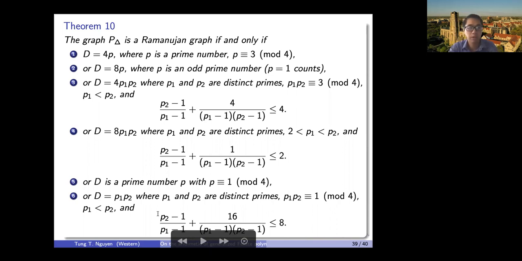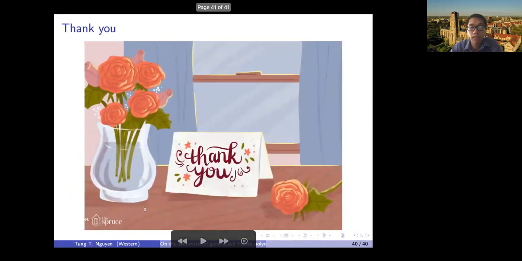So the final thing I want to say is that for all the conditions here, for example condition 3 here, condition 4 here, condition 6 here, by the prime number theorem, there exist infinitely many pairs p1, p2 that satisfy these inequalities. So in other words, we have an infinite new family of Ramanujan graphs coming from the Paley graphs. So I think that's all I want to say. Probably we stop here, and thank you for the attention.